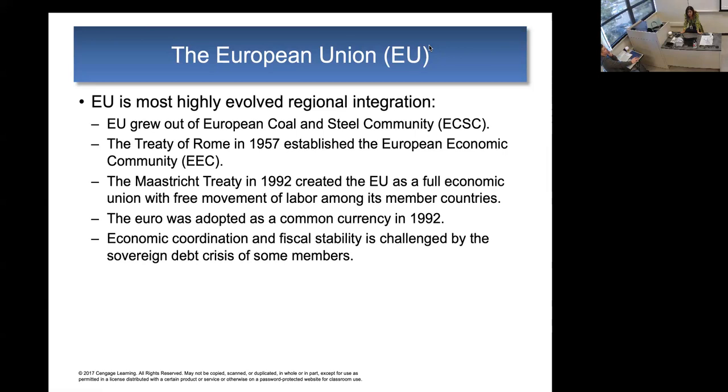So if you are Italian and live in Italy, you can get a job in Germany and work there. You won't need a work permit or anything like that, right? Same with the Schengen tourist visa, except with a tourist visa, you can't work. Economic coordination and fiscal stability is challenged by the sovereign debt crisis of some members, such as Greece. Greece has huge national debt, right?